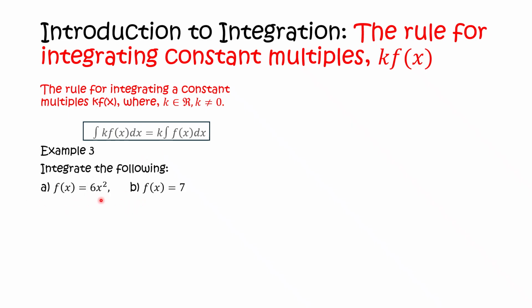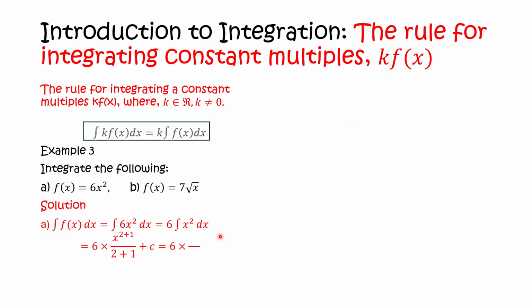Now let's look at an example. Integrate the following: (a) f of x equals 6x squared, (b) f of x equals 7 times the square root of x. Now, with (a), we are saying that we can take the 6 out of the integration and we integrate x squared by adding 1 to the power and dividing by the new power, so that we have 6 times x to the power 2 plus 1 divided by 2 plus 1, plus c, which is equal to 6 times x cubed over 3, plus c.